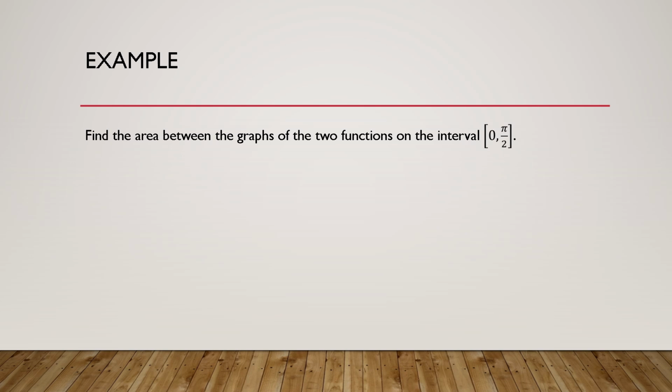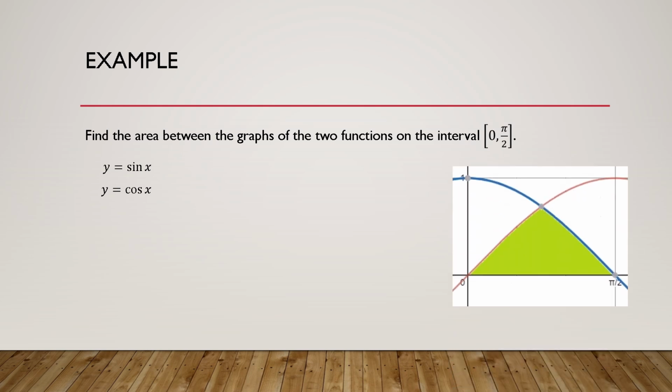As another example, let's find the area under the two functions y equals sine x and y equals cosine x on the interval from 0 to pi over 2. Just as in the last example, we can divide this integral into two parts if we split the interval at pi over 4. So we take the integral from 0 to pi over 4 of sine x dx plus the integral of pi over 4 to pi over 2 of cosine x dx.